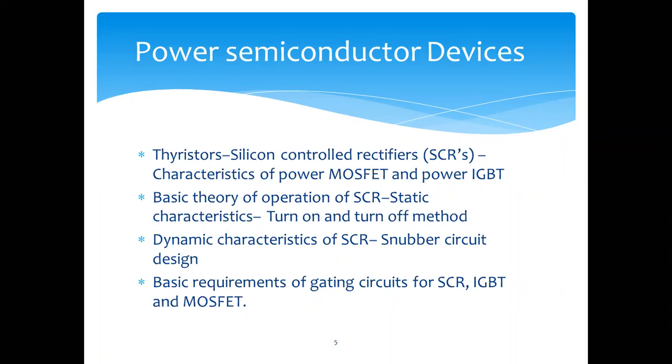Characteristics of power MOSFET and power IGBT. Nothing but these MOSFET, IGBT, and also some of the BJTs, bipolar junction transistors. MOSFET's full name is metal oxide semiconductor field effect transistor, and IGBT means insulated gate bipolar transistor. Here, these two are also power semiconductor switching devices.